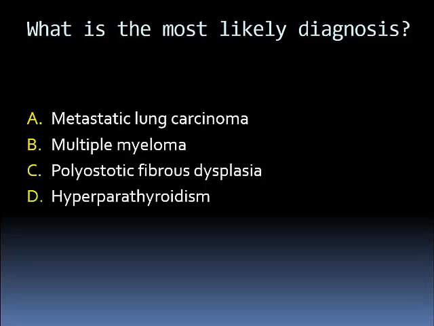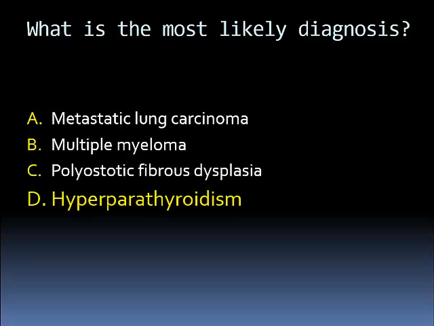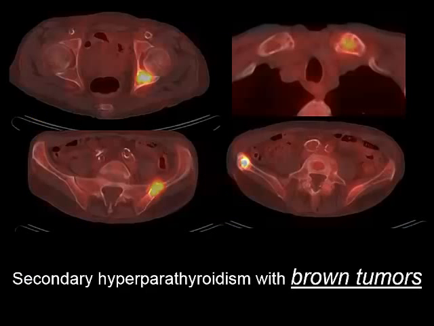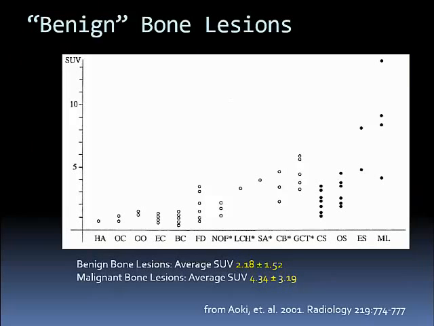Good, so a couple people got the right answer. This is in my top 10 favorite cases of all time. This is actually hyperparathyroidism with multiple brown tumors. And this has actually been reported in the literature. So this patient with chronic renal insufficiency has a parathyroid adenoma that's ectopic along the left tracheoesophageal groove.